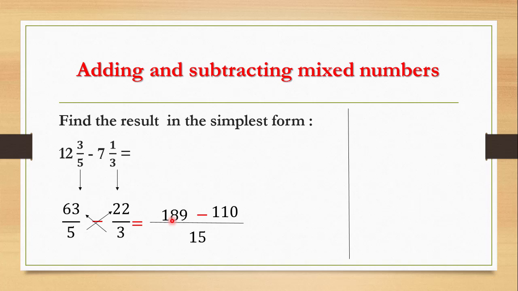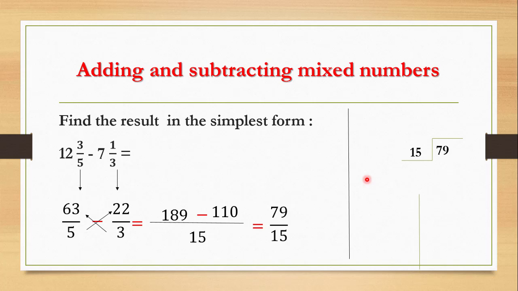Now I have 189 minus 110. We can subtract easily, with the same denominator, which is 15. So the denominator is 15 and the numerator is 189 minus 110. The result will be 79. Okay, 79 over 15, this is in simplest form, but we can convert it into a mixed number. If you want to convert it into a mixed number, you will divide 79 by 15. Let's do the long division.